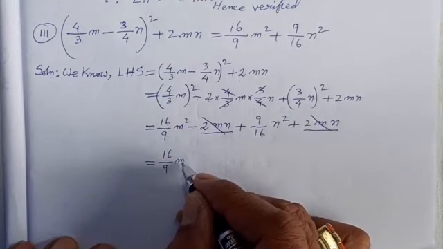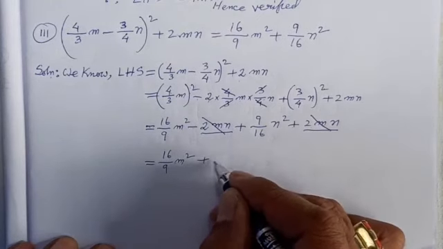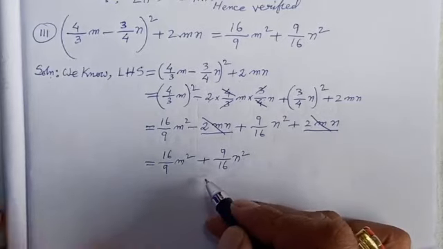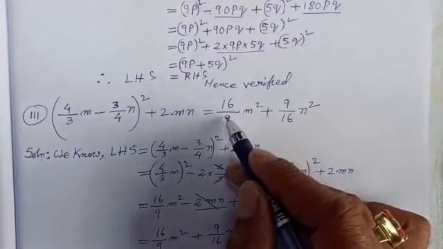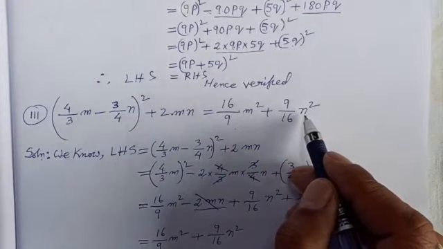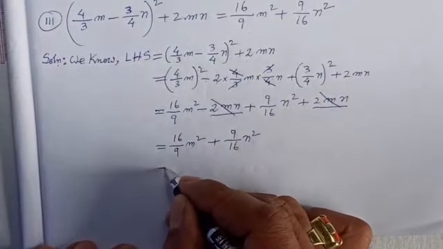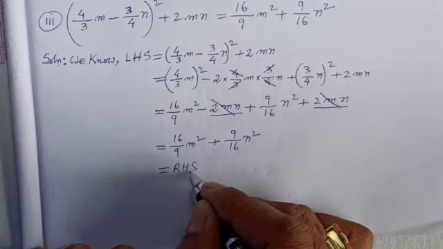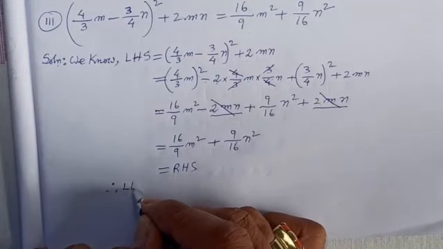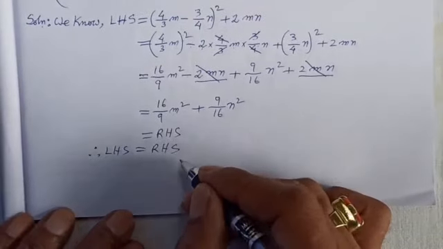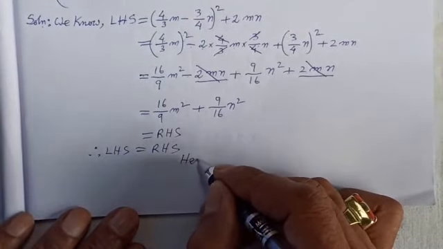Then we are getting 16 by 9 m square plus 9 by 16 n square, and we see that this is equal to this 16 by 9 m square plus 9 by 16 n square. This is the right hand side. So this is equal to right hand side. Therefore left hand side is equal to right hand side. So here we have to write down hence verified.